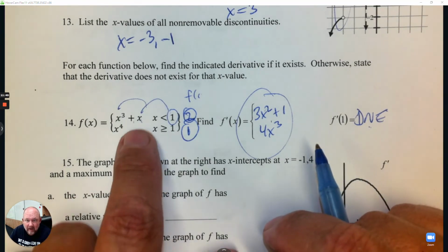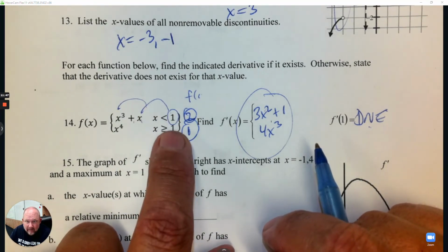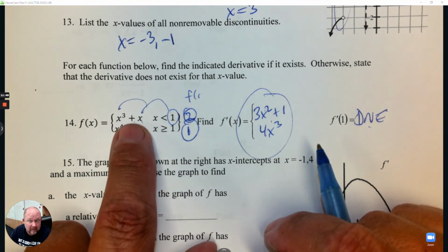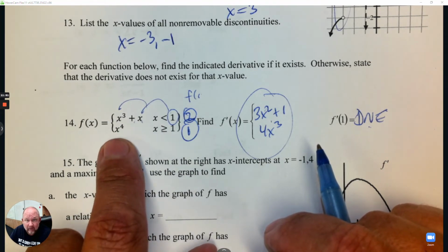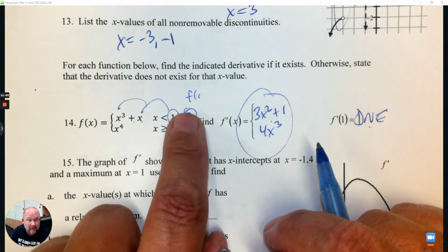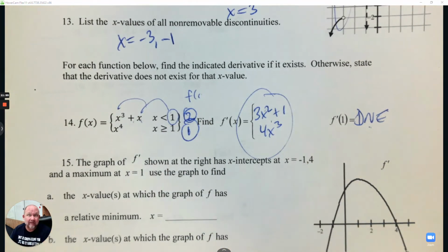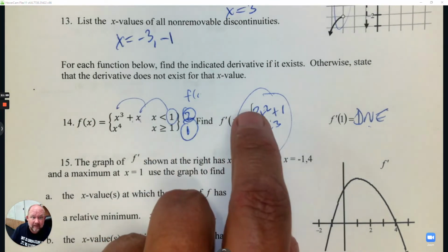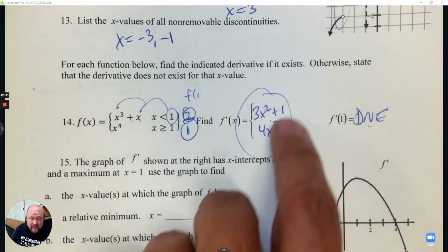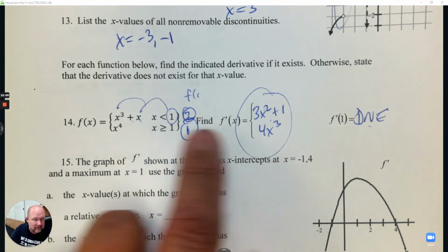Because it's not continuous. So at 1, it's not continuous. If I plug 1 into the top, the answer is 2. 1 into the bottom, the answer is 1. They don't agree, there's a jump. The derivative doesn't exist at a jump or any discontinuity. So even though when you take the derivative, at the jump, the derivative matches right and left, it still doesn't exist because of the jump.